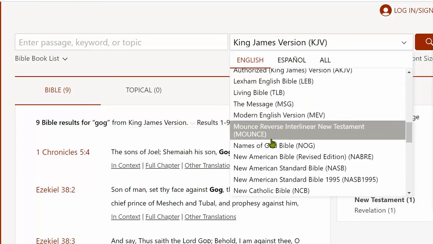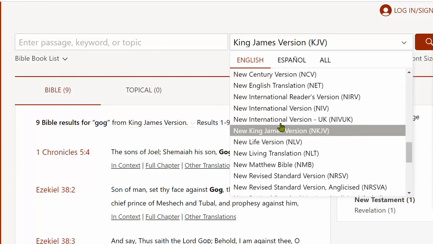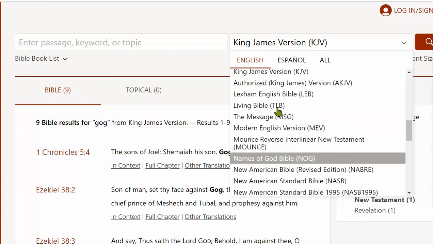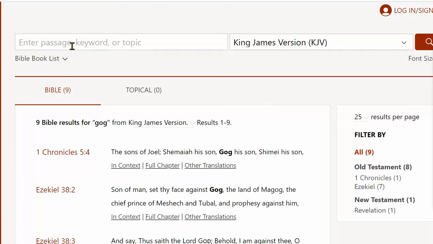Let's find out where it is. We have got the NIV, but we don't want the NIV, because it is just paraphrasing the English. So this is the one we choose here. Here we want to know about Gog, so just type Gog. We want to go into Ezekiel 38. Here we have got 9 Bible results for this.